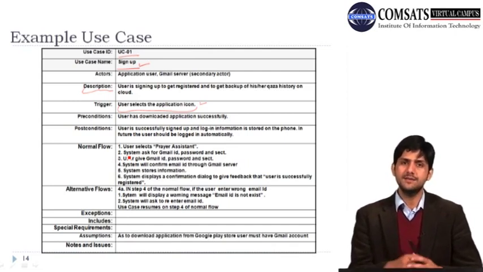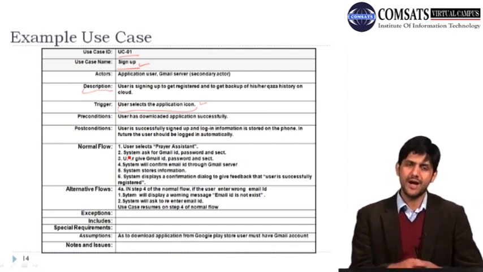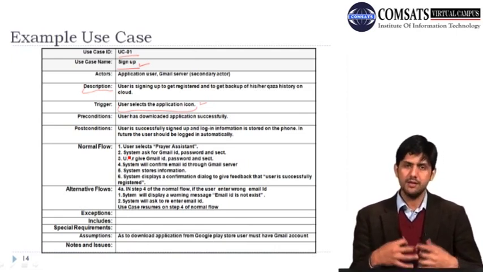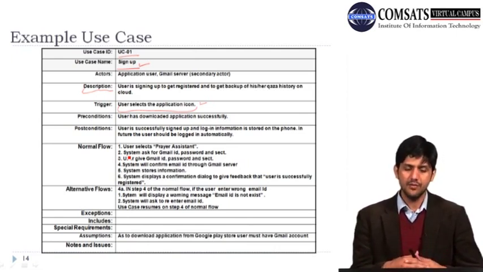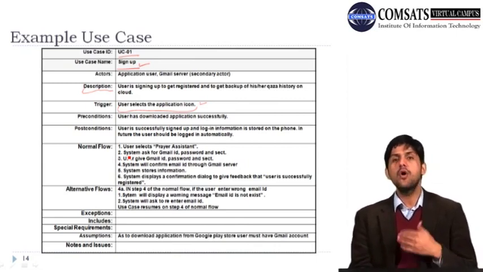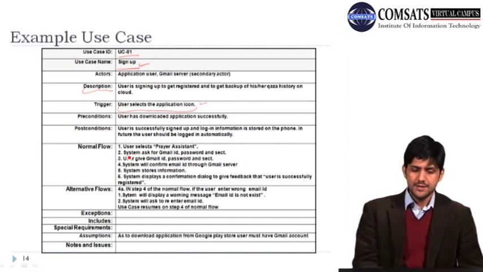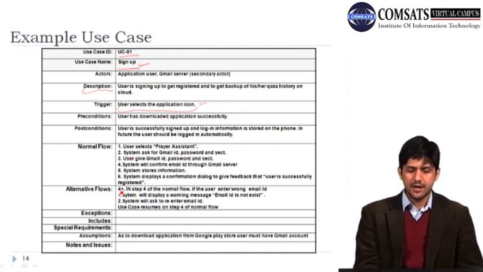Then we had another section within a use case where we used to identify the alternate flows. So in this particular example, in step 4, we have an alternate flow. So we are saying in step 4 of the normal flow, if the user enters a wrong email ID, then what would happen?